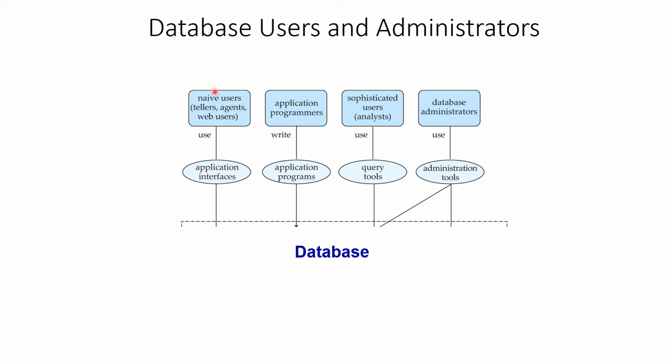These are directly connected with the database because they can access the database. But naive users, application programmers, sophisticated users, and database administrators cannot directly access the database. They have to use these middle interfaces to access it. Naive users can contact the database with the help of the application interface. Application programmers can access the database with the help of application programs. Sophisticated users can access the database with the help of query tools. Database administrators can access the database with the help of administration tools.